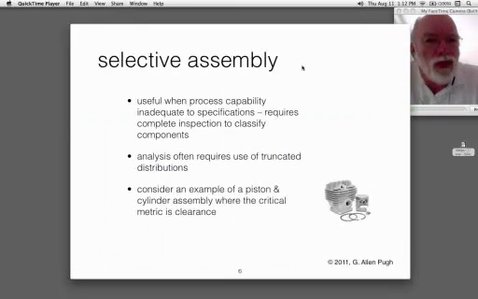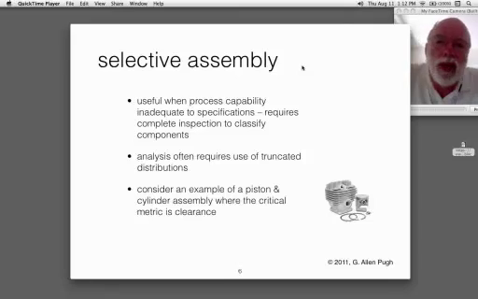Selective assembly is the second example I've chosen, and it is a rarely used technique because you have to apply it when process capability, or your production capability, is inadequate to specifications. And so you have to end up classifying parts and then combining parts, or assembling parts, within classes.